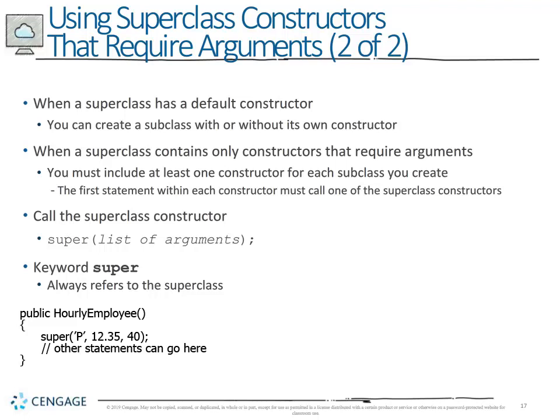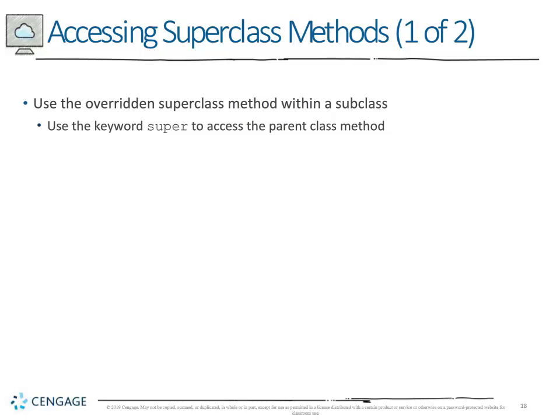For the HourlyEmployee constructor, there's no parameter received. We can just call super, then we pass 'P', 12.35, and 40. So the superclass, the Employee class constructor, will be called. You can have a different overloaded version of the Employee constructor that passes three arguments. In either case, the super statement must be the first statement in any subclass constructor that uses it. Super can be used to invoke the immediate parent class constructor, as we showed in the previous slide.